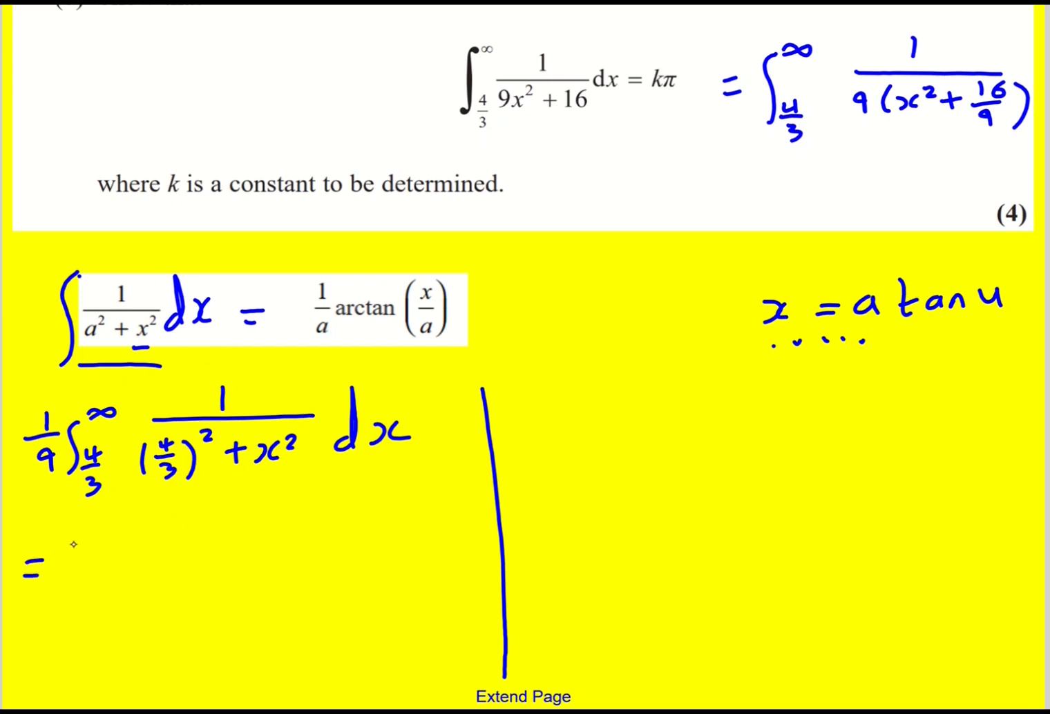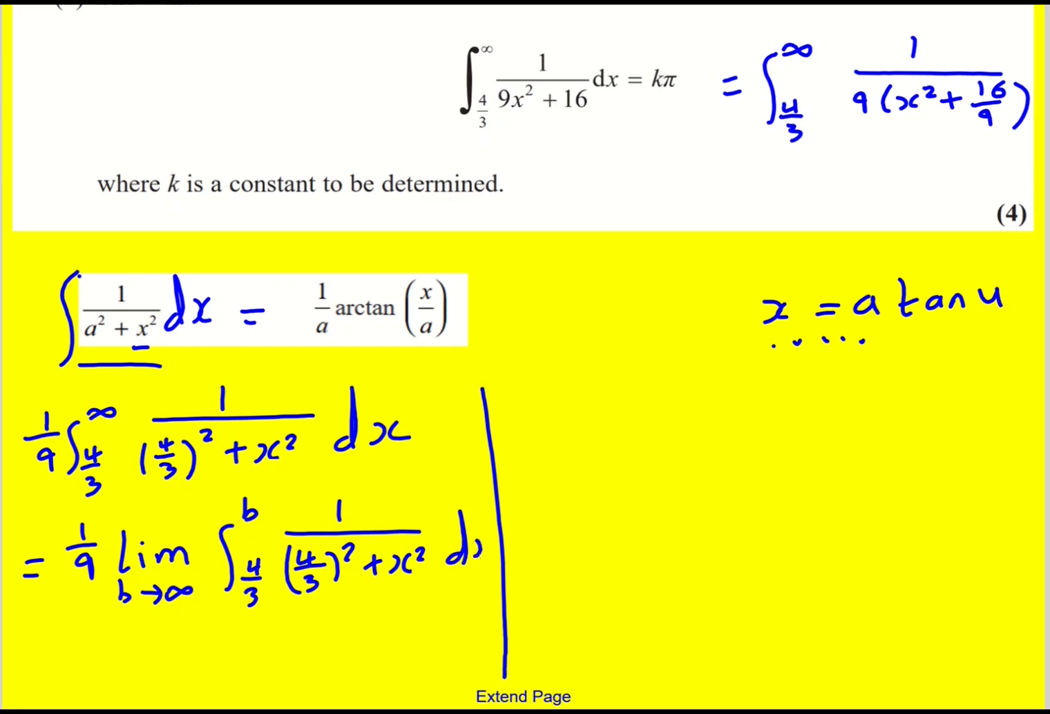Now, before I do the integral, I just need to deal with the improper aspect correctly. And what we do is we bring in a limit. We say the limit as a, do I want to use a here? Probably not, because I've already used a in the formula. So let's say b. The limit as b approaches infinity of the integral from 4 over 3 to b. Right, that's better.